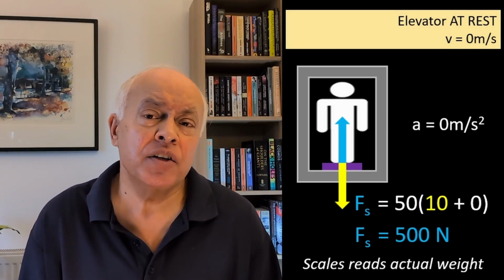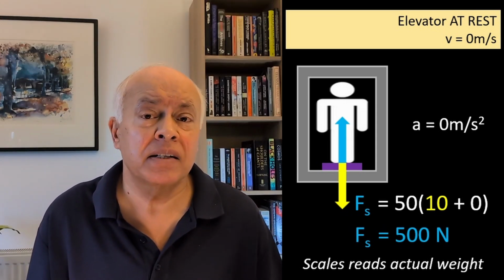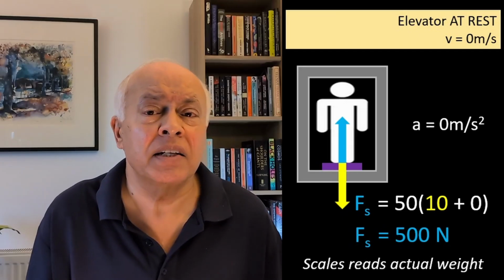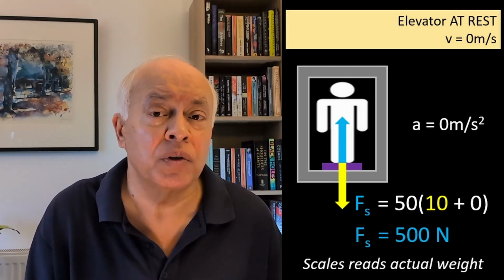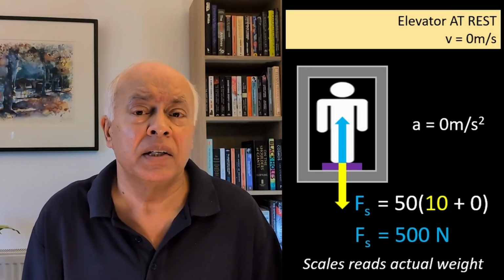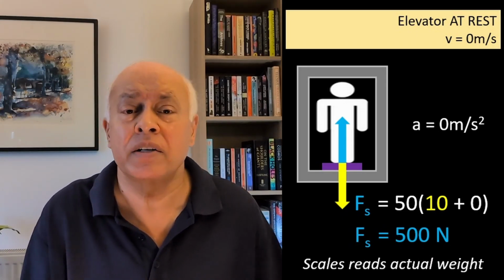When the elevator is at rest, then its velocity is 0, and hence its acceleration a is also 0. So we can then see that Fs equals 500 newtons, and this is the actual weight of the person that they will experience. And they will experience this same weight anywhere on Earth if they were at rest.